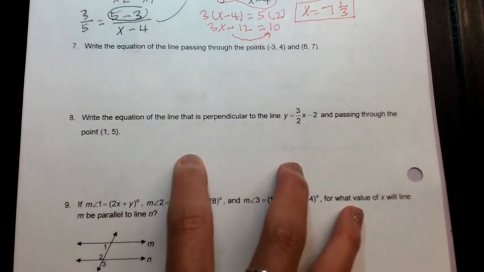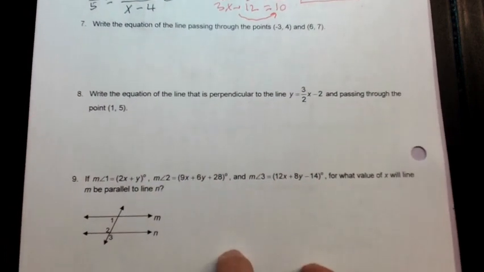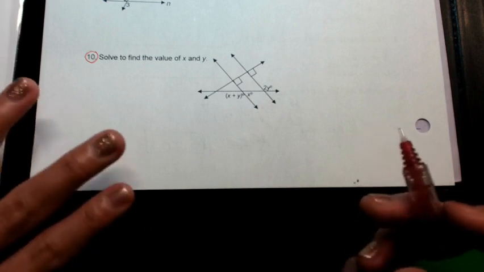Alright, can I move up? Are we good? Okay, number 10. Major, let's read. Solve to find the value of x and y. Okay, to find the value of x and y.